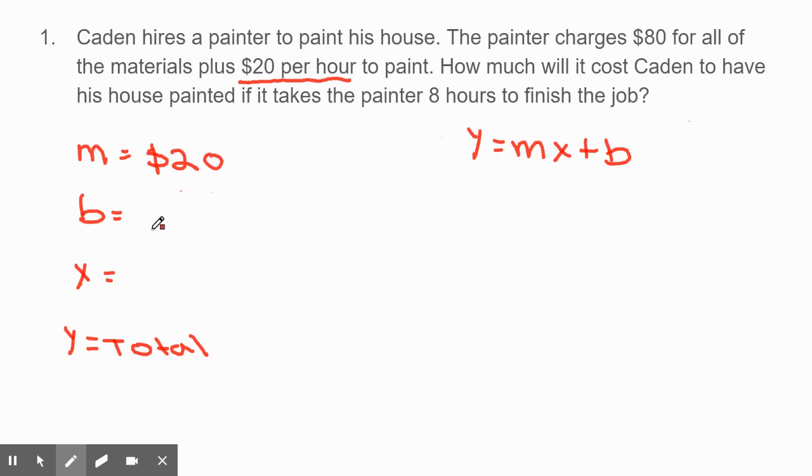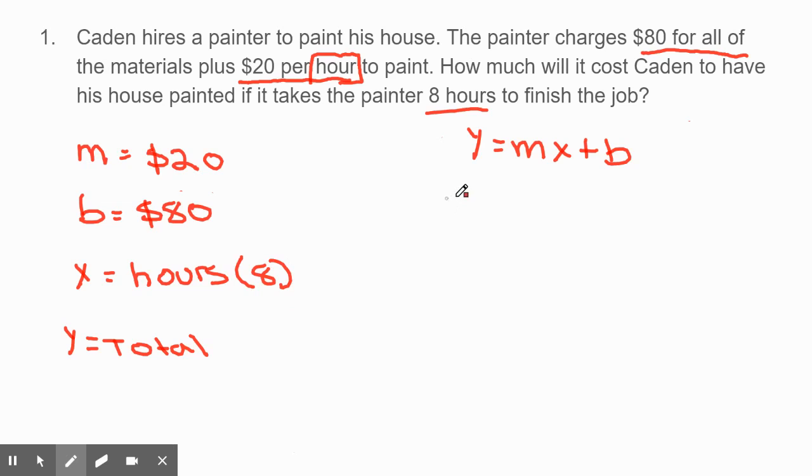Our B is a one-time charge, a flat fee, something somebody already has. And that is going to be our 80. The painter charges $80 for all of the materials. Well, all of the materials can't happen more than once. So our B is represented by $80. X changes. Well, based on this painter, all houses are different. So what can change is going to be the number of hours it takes to paint a house. So X is represented by hours. In this case, as we read on, it says it takes the painter 8 hours to finish the job. So X is going to be represented by the number 8.